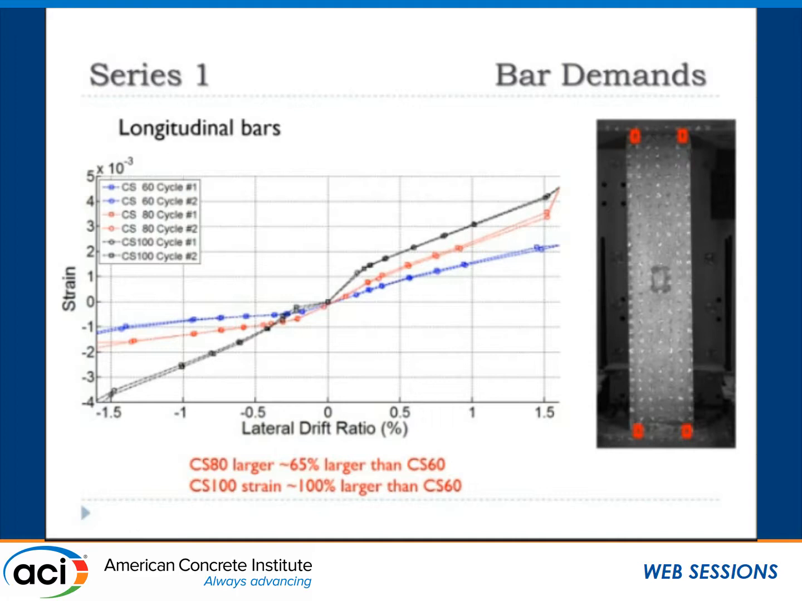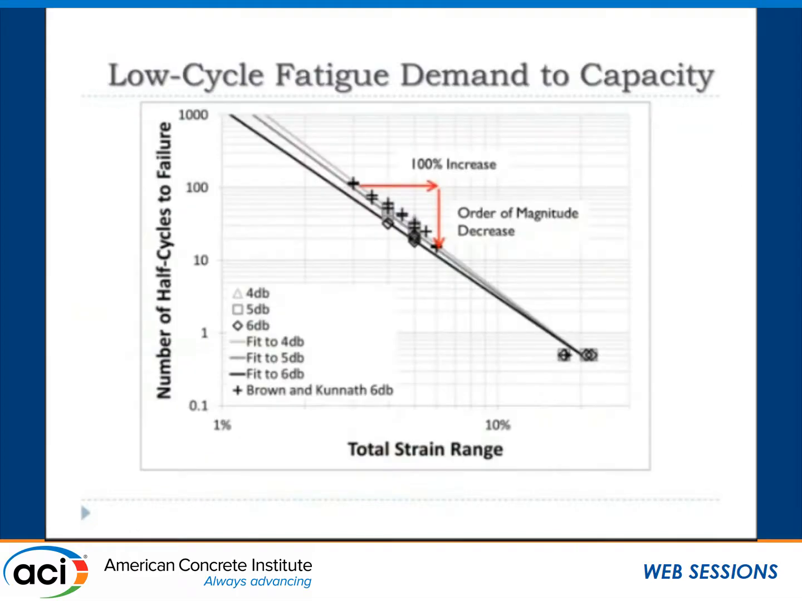Grade 80, grade 100. Very different strain demands on the bars, mostly the same design. And so these numbers were quite different, which got us thinking. If we looked at the material testing we did, and this is total strain range, so this is strain range to which you cycle a bar versus half cycles to failure. This is from the material testing part. If you increased your strain amplitude by 100%, you decrease the cycles to fracture by an order of magnitude.